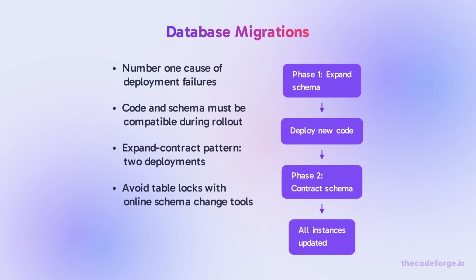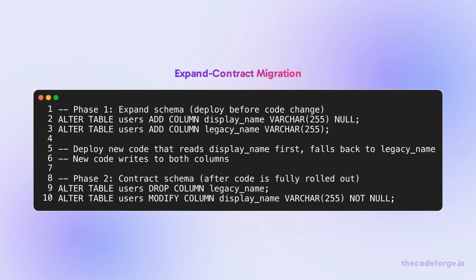Database migrations are the #1 cause of deployment failures. The problem: code and schema must be compatible during the rollout. The solution is the expand contract pattern. First, expand the schema to support both old and new code, deploy the new code, then in a second deploy, contract the schema. Phase 1 adds a nullable column and keeps the old column.